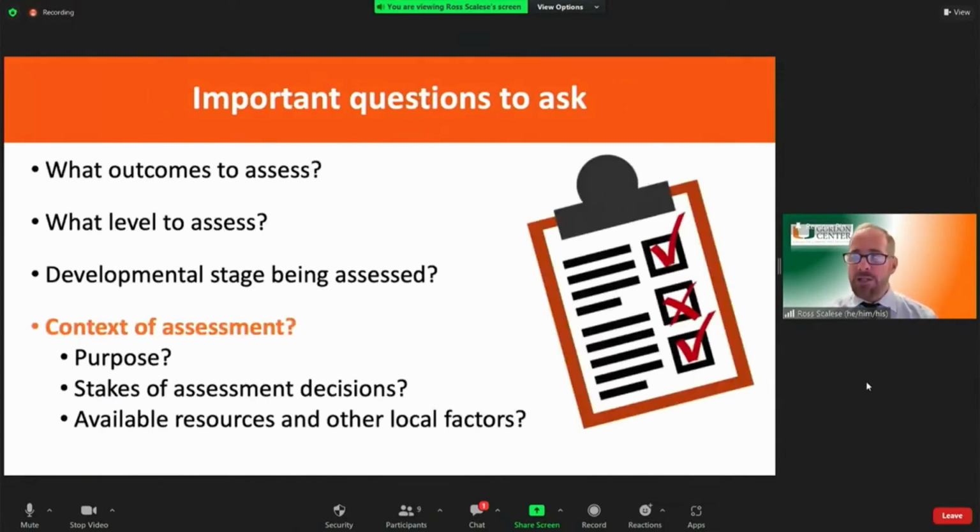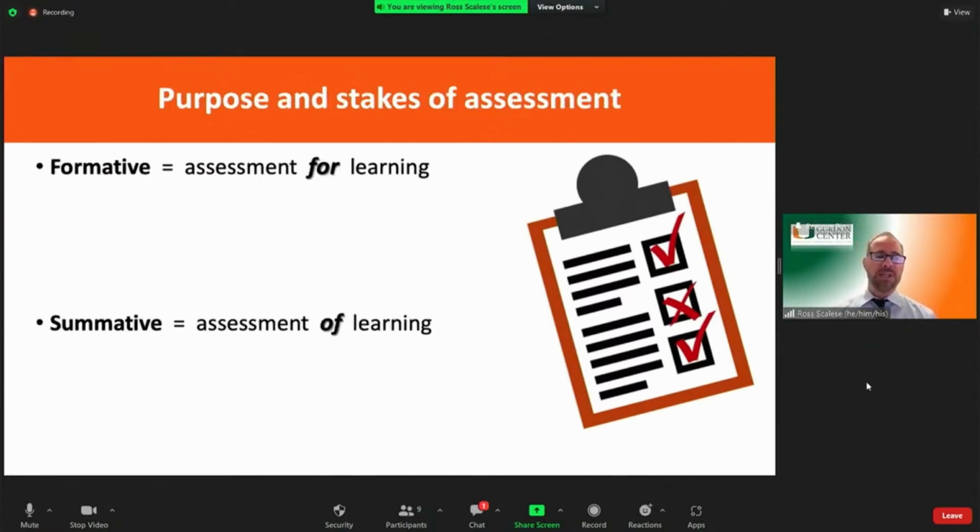And then, of course, the final question, which maybe some people say you should probably ask first, is, you know, what is the context of this assessment? What is its overarching purpose? What are the stakes of the decisions that we're going to make based on this assessment? And what are the available resources that we have or other local factors that will impact our choice of assessment methods? So focusing on the purpose and the stakes of the assessment, again, I've already introduced some of these terms that you're all very familiar with, I'm sure.